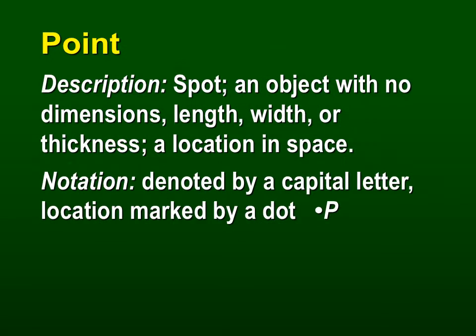So let's look at each. Point. We can't define point, but we can describe it. So a point is like a spot. It has no dimensions, so it doesn't have length, width, or thickness, and it's just a location in space. For our notation, we always notate a point with a capital letter, and we can mark the location with a dot. So for example, point P.